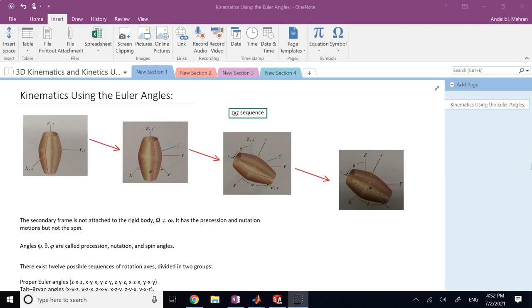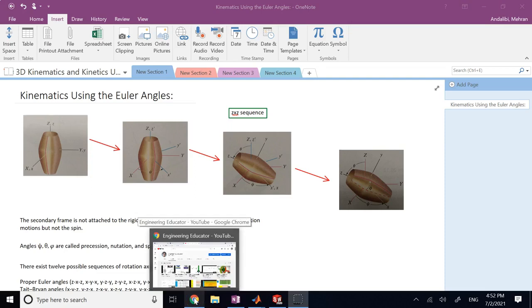Hello everyone. If you remember, we had a couple of videos that I published on the channel about 3D kinematics and kinetics. And in those, we used the absolute angles theta x, theta y, theta z of the coordinate system attached to the rigid body with respect to the absolute system, and then the time derivative of those we call omega x, omega y, omega z.